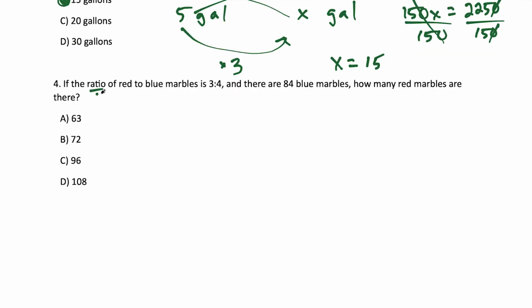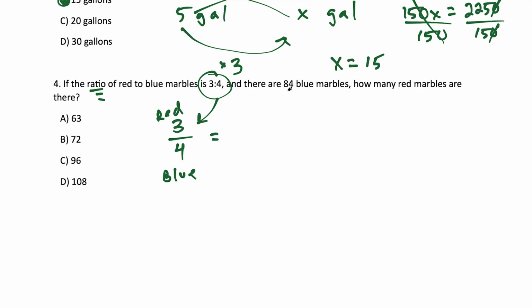Question 4, we have a ratio of red to blue marbles is 3 to 4. So the first thing I would like to do here is set up the fraction 3 over 4. And remember, red is associated with a 3. So I'm going to put red in the numerator, and we have blue in the denominator. It's very important that you know how to take a ratio and turn it into a fraction like this, because that's going to help you set up your proportion in a moment.